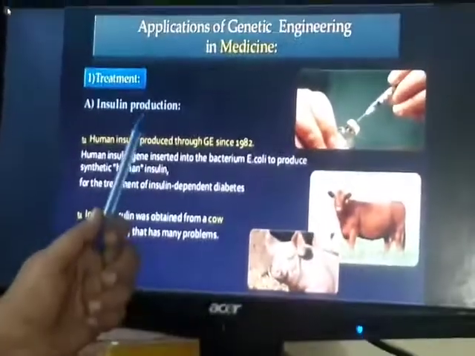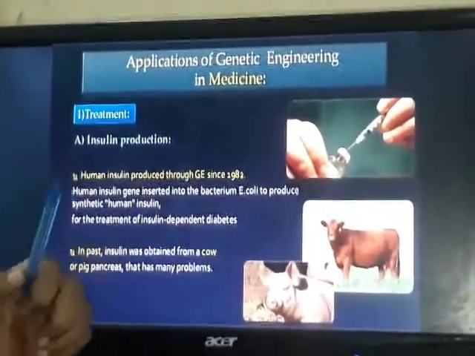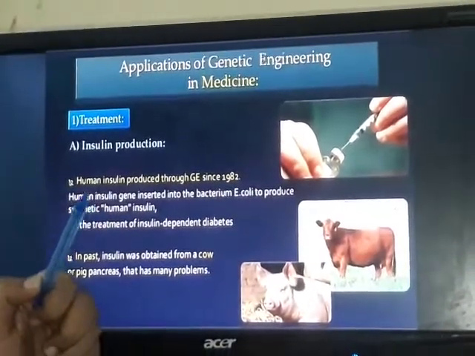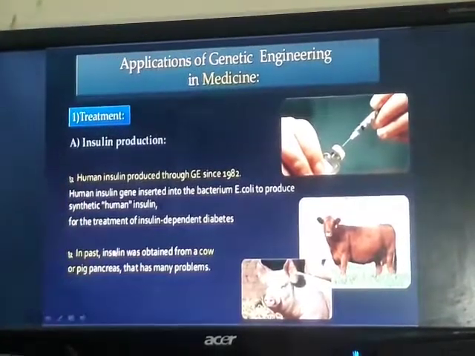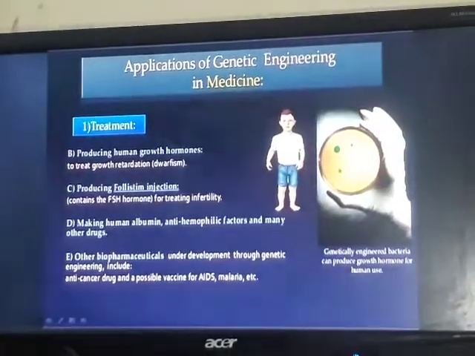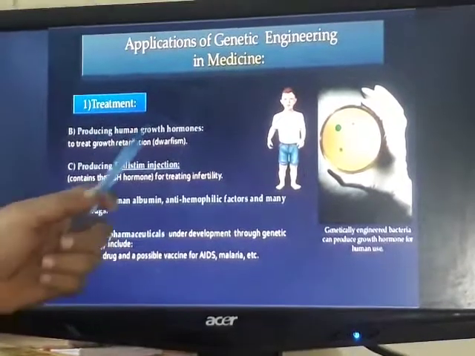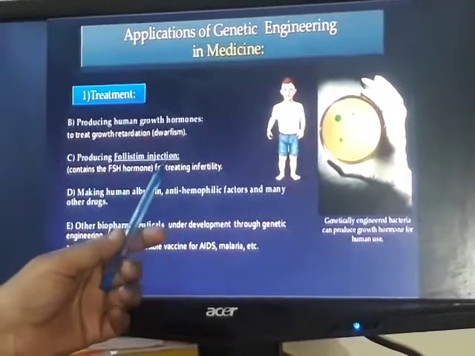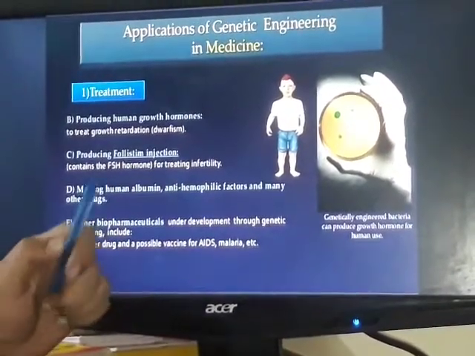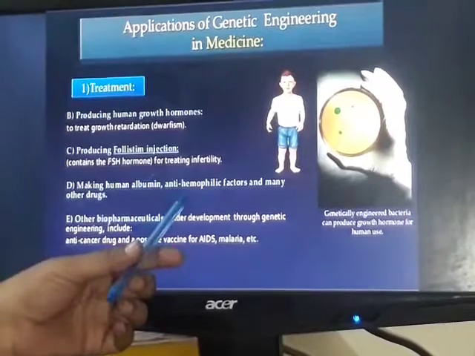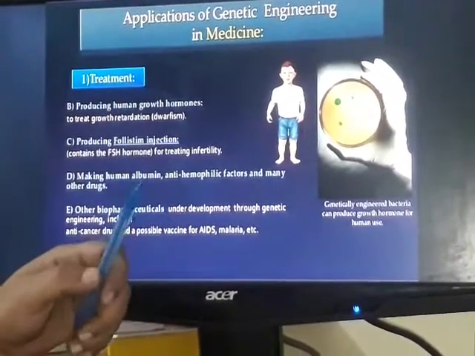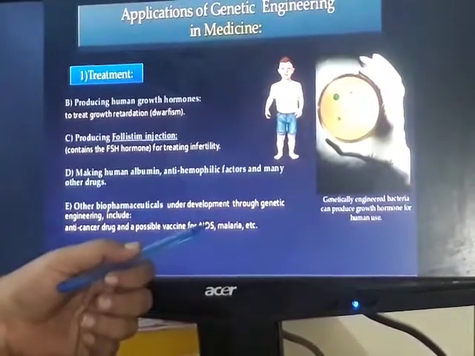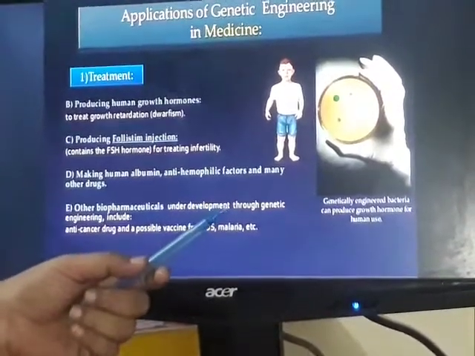Insulin hormone was developed by genetic engineering. They have also produced human growth hormones to treat dwarfism. They have produced Follistim injection for treating infertility. They have prepared human albumin, anti-hemophilic factors, and many other things. They have also developed anti-cancer drugs and vaccines. They are developing vaccines for AIDS, malaria, and so on.